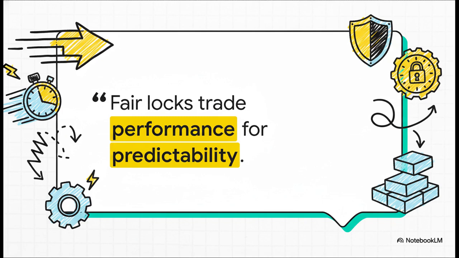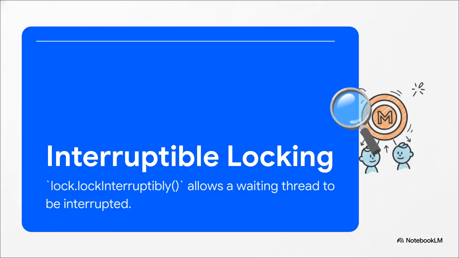Just say this: fair locks trade performance for predictability. Boom. It's short, it's accurate, and it shows you totally get the trade-off. Another one of those killer features is interruptible locking. When you call lock interruptibly, you're basically telling your thread, go ahead and wait for that lock. But hey, if someone interrupts you while you're waiting, just stop waiting and deal with the interruption.